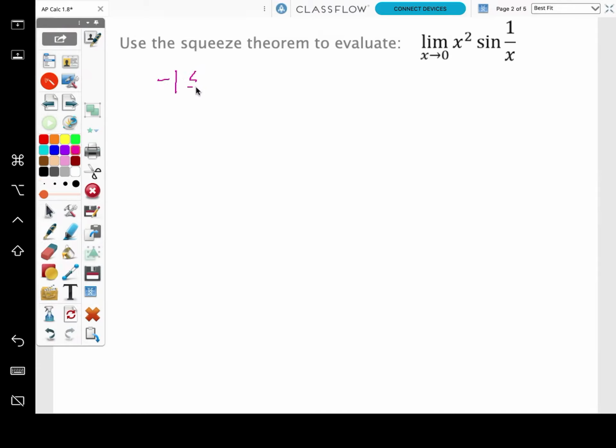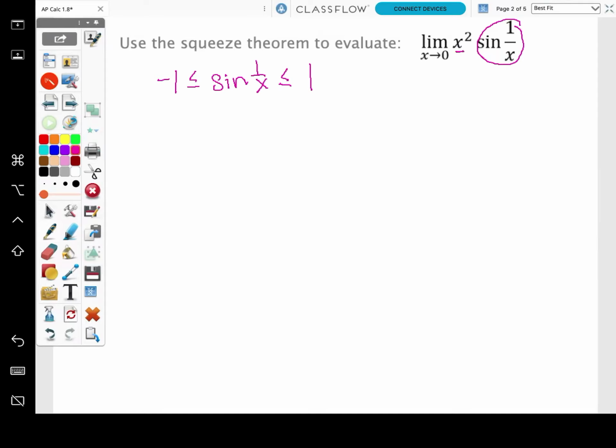-1 less than or equal to the sine of 1 over x, which is less than or equal to 1. So the sine of anything is always going to be between -1 and 1. So whether that's 1 over x or x squared or any number of things, that will always be between -1 and 1. Same if that was cosine. So we got that part. We have our sine built in. We're good. We need an x squared.